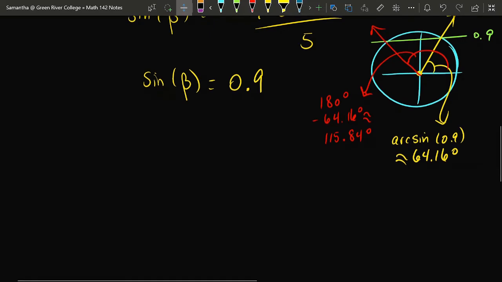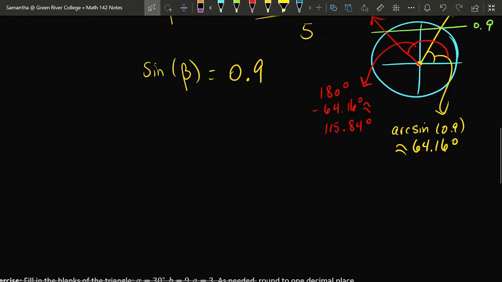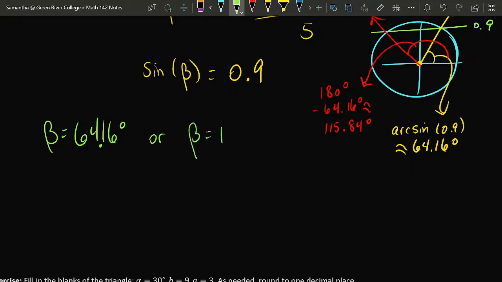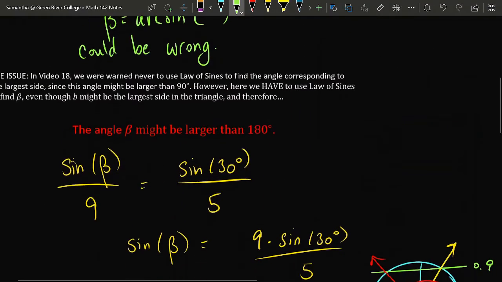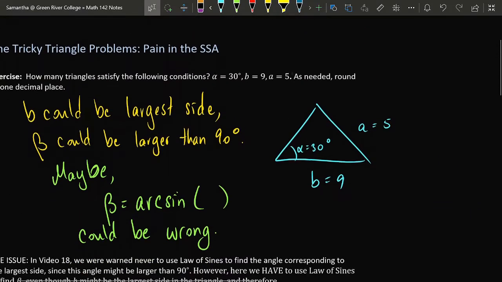So the question is, what is the true value of beta? Is beta truly equal to 64.16 degrees, or is beta equal to 115.84 degrees? The answer actually is both. There are two different triangles which satisfy the given information.